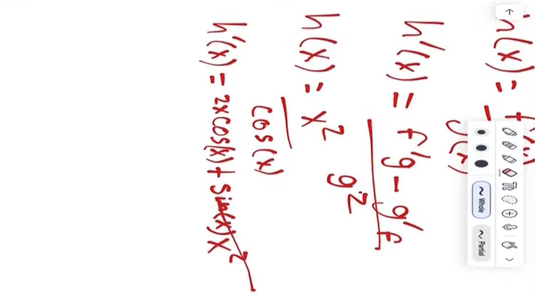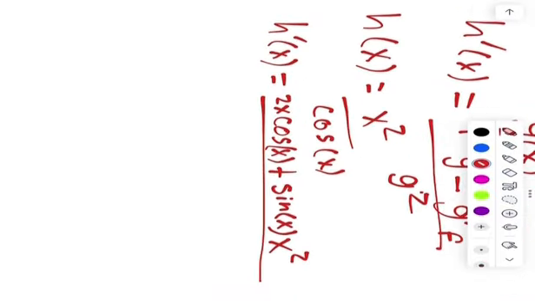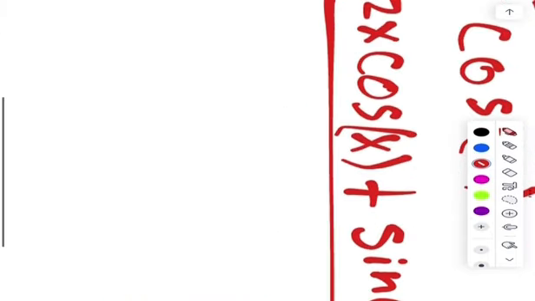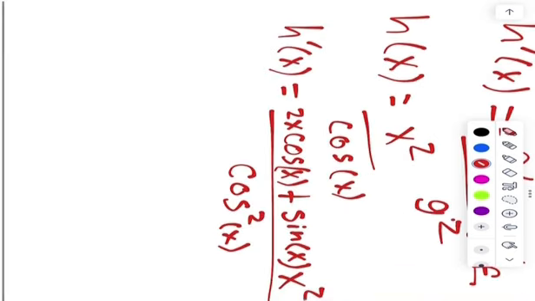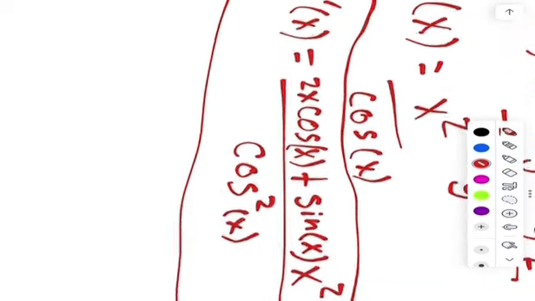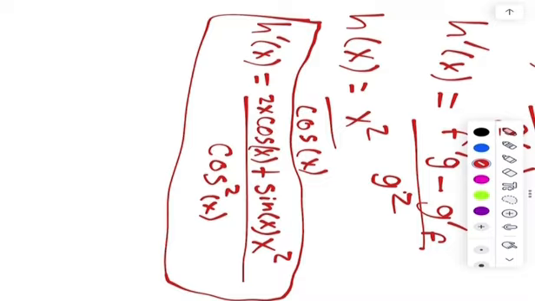And divide it by cosine squared. This isn't a derivative in the denominator of this either. This is just plain old cosine squared in the denominator. So yeah, that is the introduction to product rule and quotient rule.